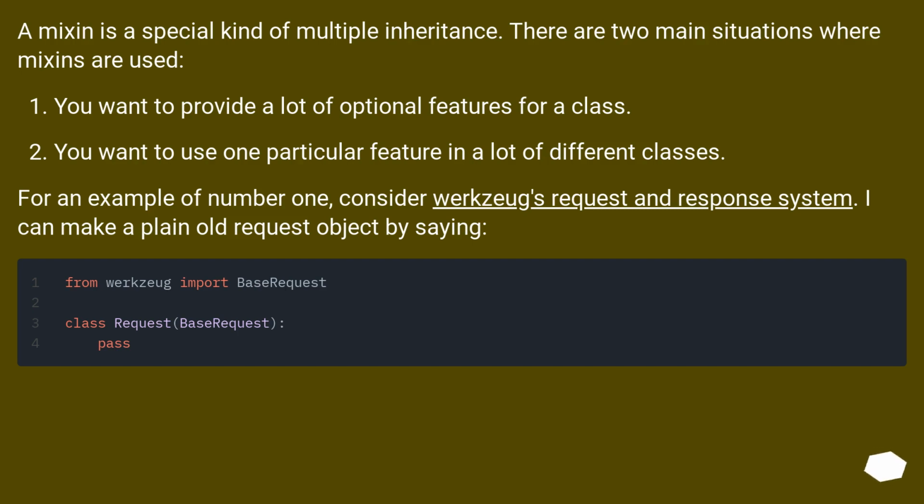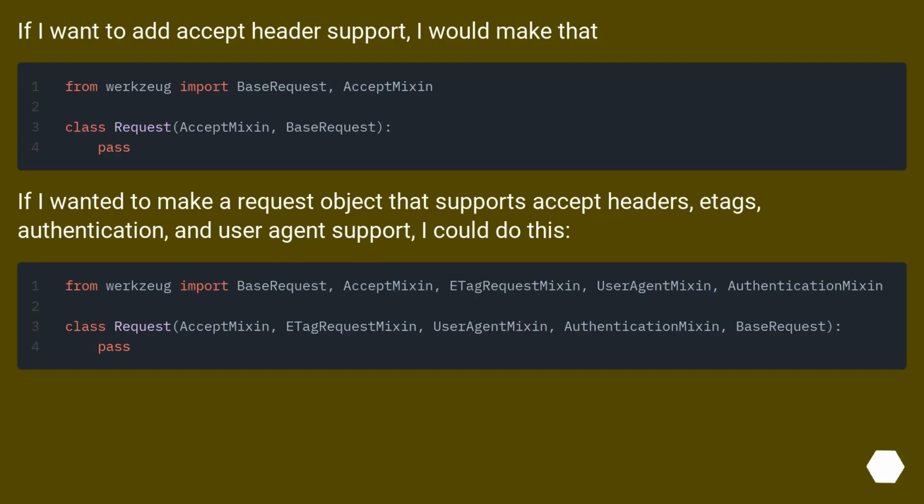I can make a plain old request object by saying this. If I want to add accept header support, I would make that. If I wanted to make a request object that supports accept headers, e-tags, authentication, and user agent support, I could do this.